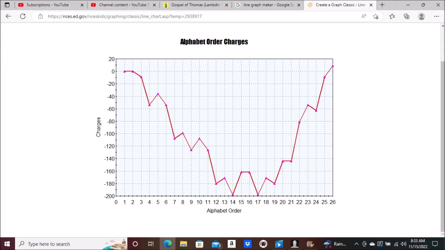-144. U, or the 21st position, is our fourth character, balanced just like the first two. So at U, we'll remain at -144. At V, -81. W, -54. X, -63. Y, -9. And at Z, the script flips charge completely to +9.